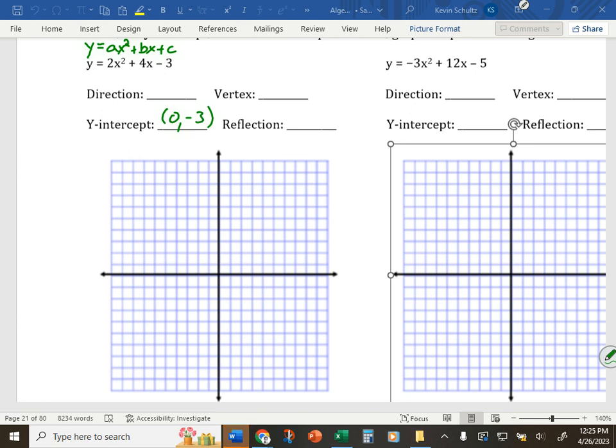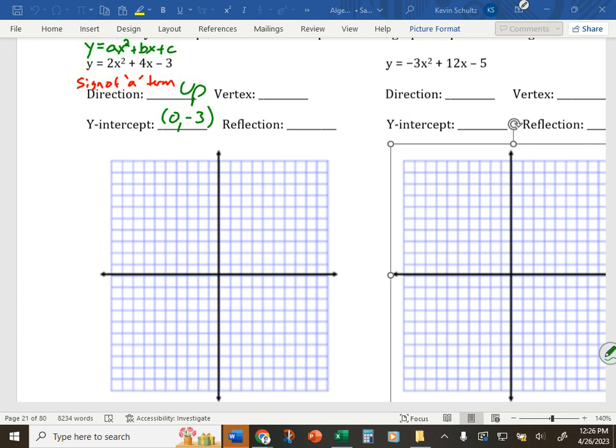And we can also determine which direction the parabola opens just by looking at the equation. We haven't talked about this yet, but the direction the parabola opens depends on the sign of the a term. So our a term is a positive 2. Our parabola is going to open up.